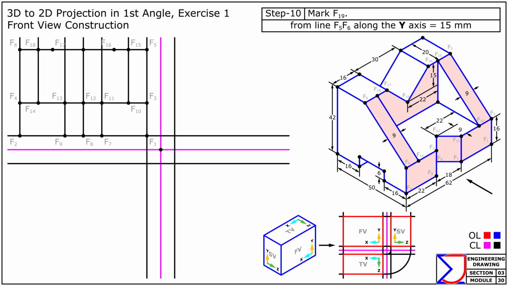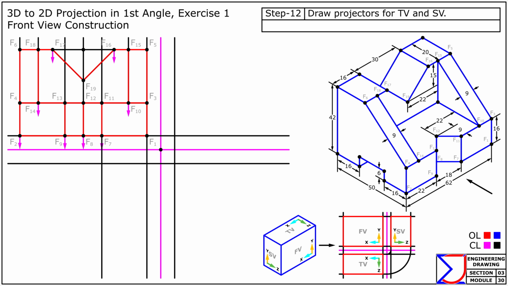Mark point F19, then join it with F16 and F17. Now, darken the visible edges to complete the front view. Once completed, project lines from every key point to assist with measurements and prepare for the top and side views.